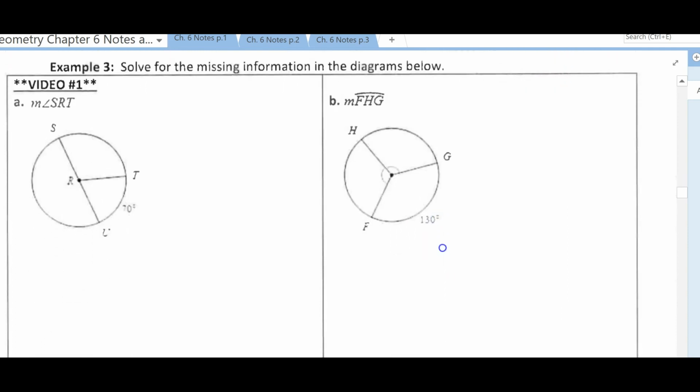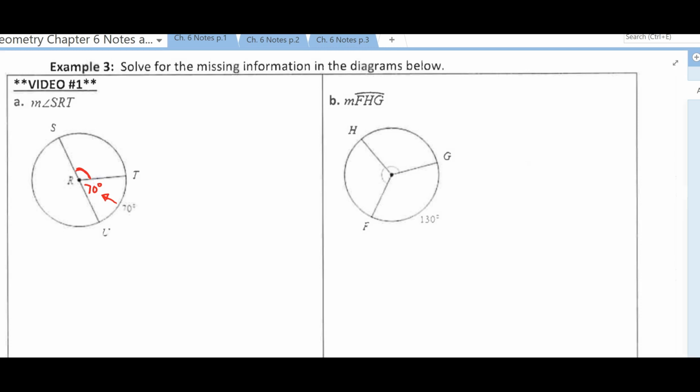So let's take a look at an example here. We want to find the measure of angle SRT. So I want to find this angle over here. Now there's a couple ways we could do this. The way that I'm going to do it, since I know that this arc here, arc UT, is 70 degrees, I know that this central angle here is going to be 70 degrees also.